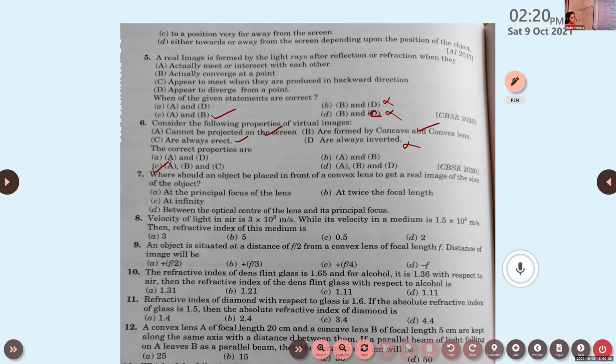Where should an object be placed in front of a convex lens to get a real image? We need to get a real image, and another clue, a real image of the same size as that of the object. In the case of a convex lens, there is one case where we get an image which has the same size as that of the object. Yes, it is at twice the focal length.